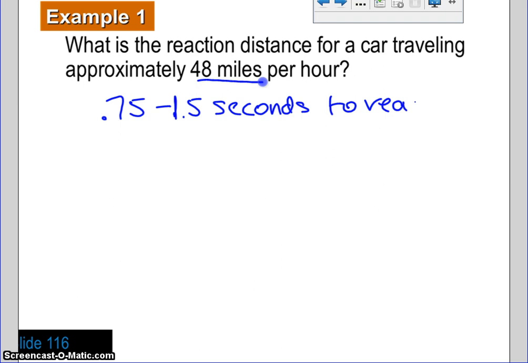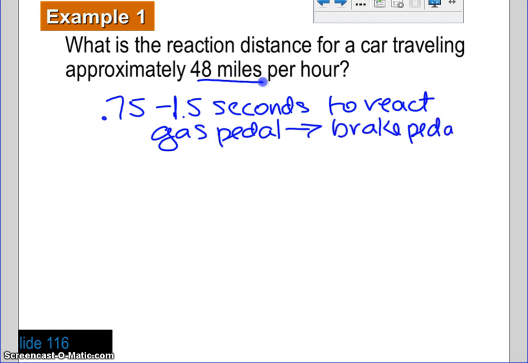And when we talk react, that's for them to go from the gas pedal to the brake pedal. That is what's known as the reaction time. And so a car traveling, we're going to say right now about 55 miles per hour, travels about 81 feet per second. So you're probably wondering how I got that. Let's go to that real quick.